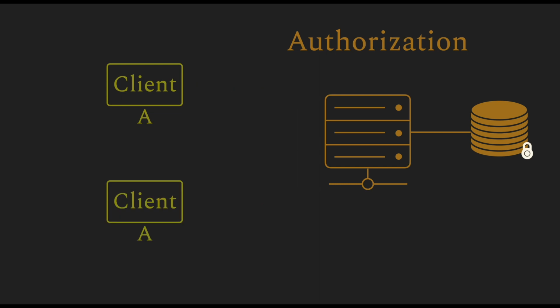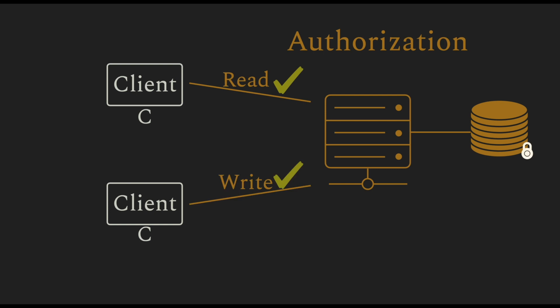In the second example, client A has access to read some data, but the same client does not have access to write some data. So in this case, the same known client can perform some actions and cannot perform other actions. And maybe there's a third client C who is an admin to the server who has access to do both operations. This is the process of authorization, where we check what rights the client has to perform certain actions.